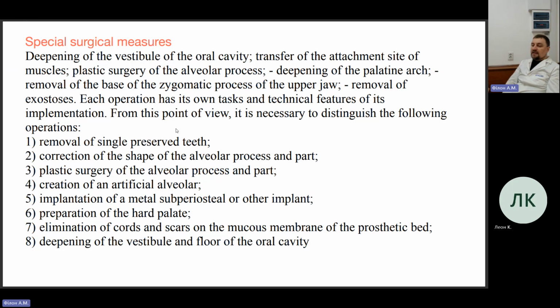Each operation has its own task and technical features of its implementation. From this point of view, it's necessary to distinguish the following operations. First, removal of single preserved teeth. Second, correction of the shape of the alveolar process and part. Third, plastic surgery of the alveolar process and part. Fourth, creation of an artificial alveolar. Fifth, implantation of metal subperiosteal or other implants, in case you're going to place implants there.